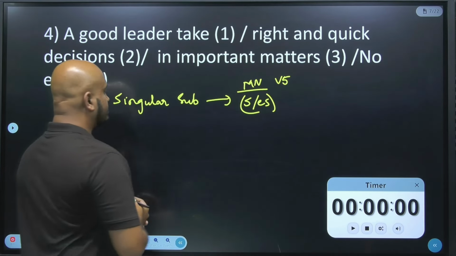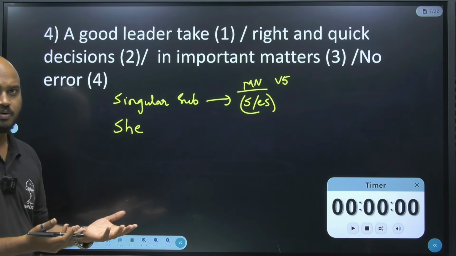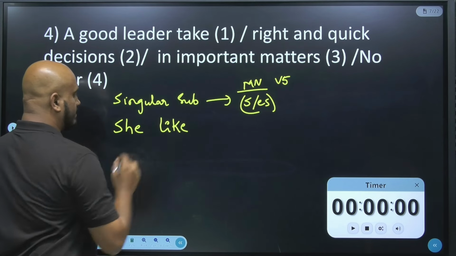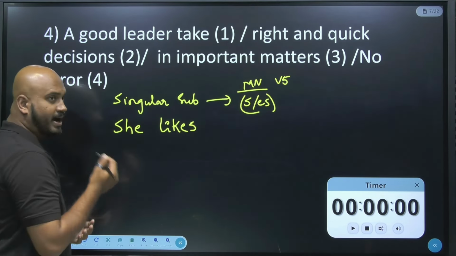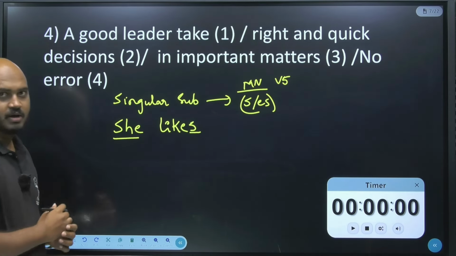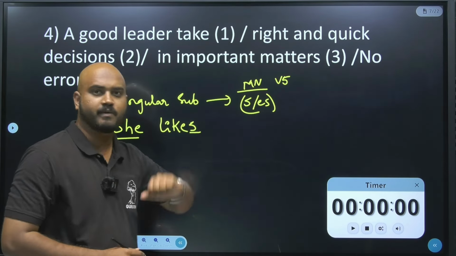Meaning, suppose if I take she, the subject is singular or plural? Obviously, it is singular. So if I were to write like, should I write like or likes? Obviously, you would say she likes. Why do you think I'm writing this S here? Because the subject is singular. Whenever you have a singular subject, your main action will take S or ES form of the verb.